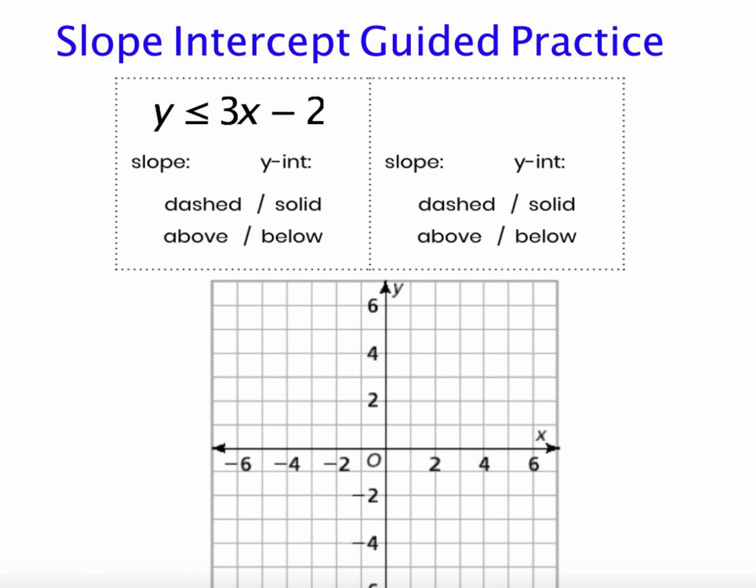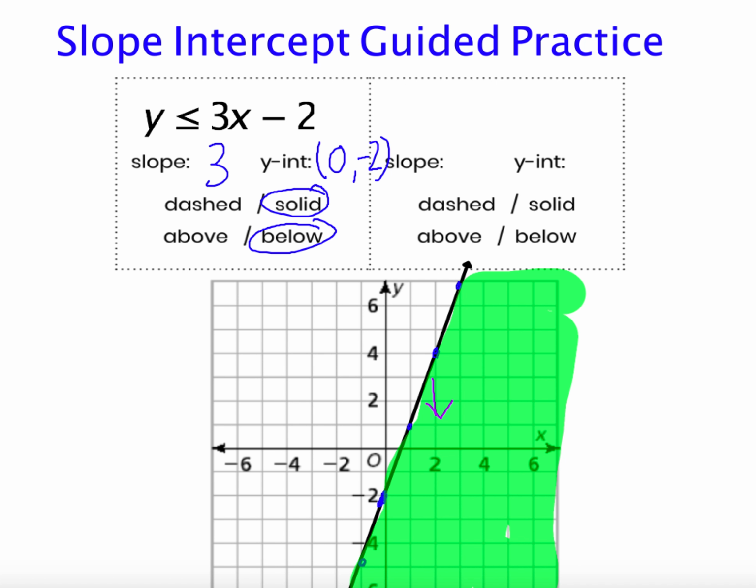So I hope you pressed pause, and let's see if our graphs match. Do they? Do you have a y-intercept of -2? A slope of 3? Are you graphing a solid line since we have the equality? And are you graphing below since we have that less than sign? If not, go ahead and pause and fix it. Otherwise, you can start with the second inequality, y is greater than -2x plus 1. Pause and then come back.